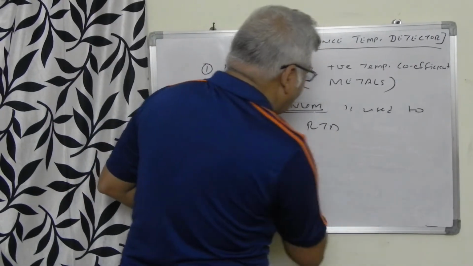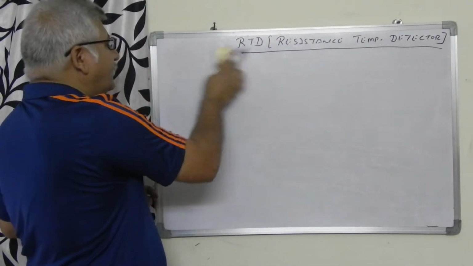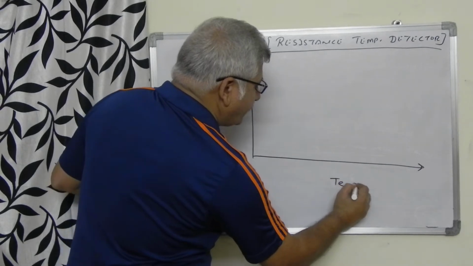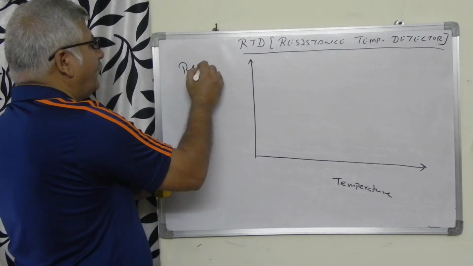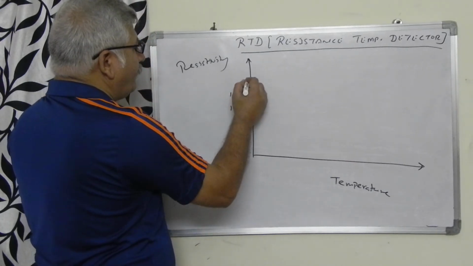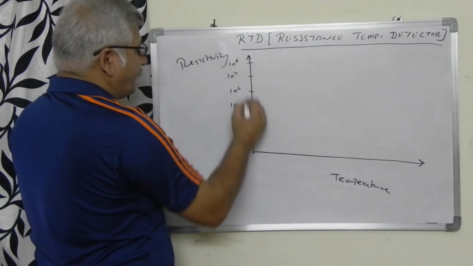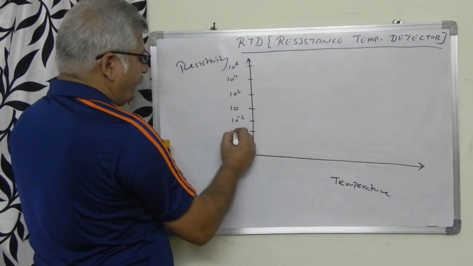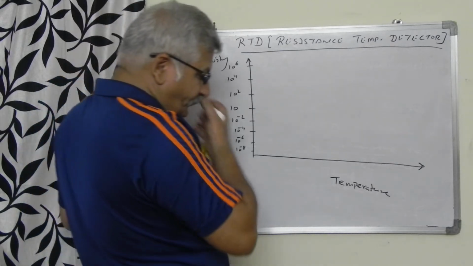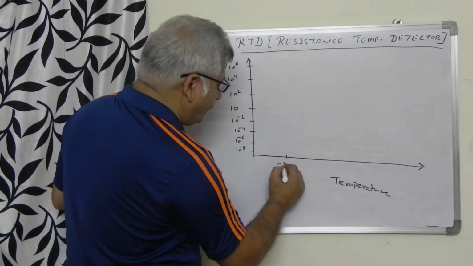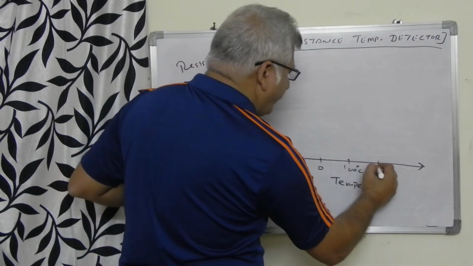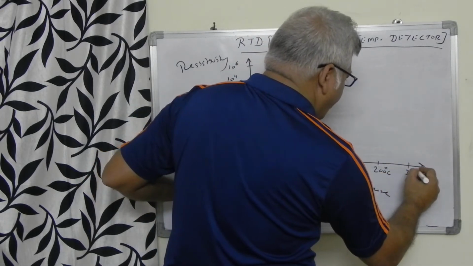Now, in the last class, we discussed the characteristic. At that time, we discussed that in case of the thermistor, we have this type of curve. Here on the x-axis is temperature, and on the y-axis is resistivity. The scale is 10 to power 2, 10 to power 4, 10 to power 6, 10 to power minus 2, minus 4, minus 6, minus 8. Here it is minus 100 degrees Celsius, 0, 100, 200, 300.